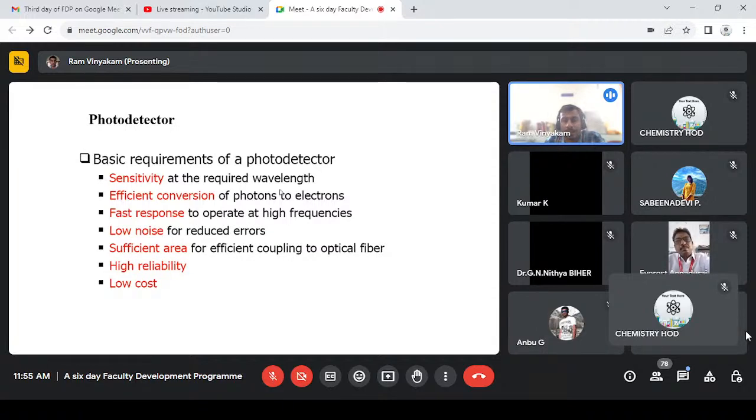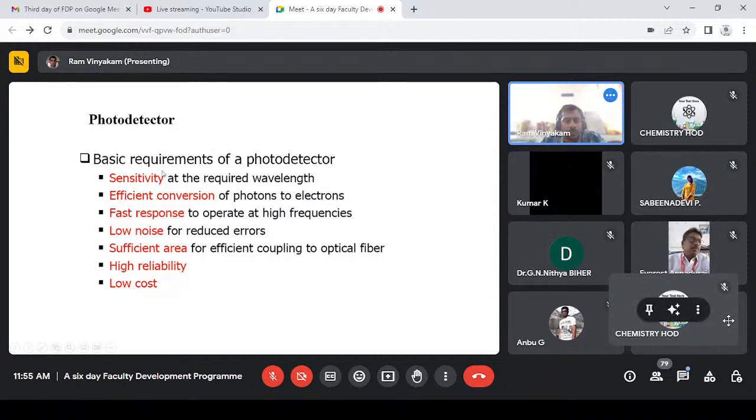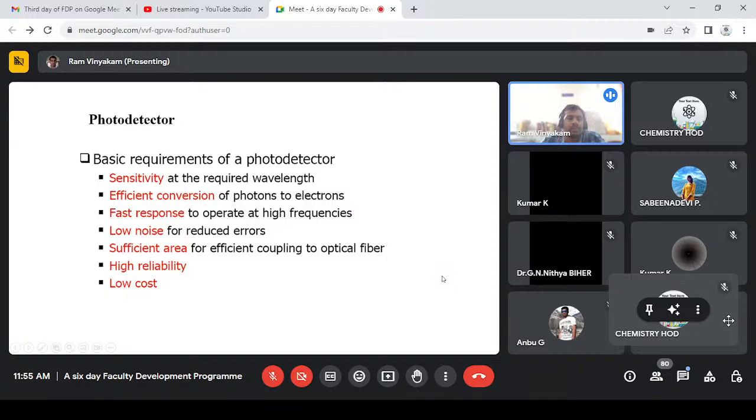and then reliability. If I use it after one year or two years, it has to be the same; there should be only a small percentage of variation. And finally, the cost of manufacturing. Since my topic is solution processing, for sensitivity, efficient conversion and response, most of these we can achieve nowadays. The only things are reliability and low cost, which will be good in the case of solution processes, which can be easily extended to large scale.